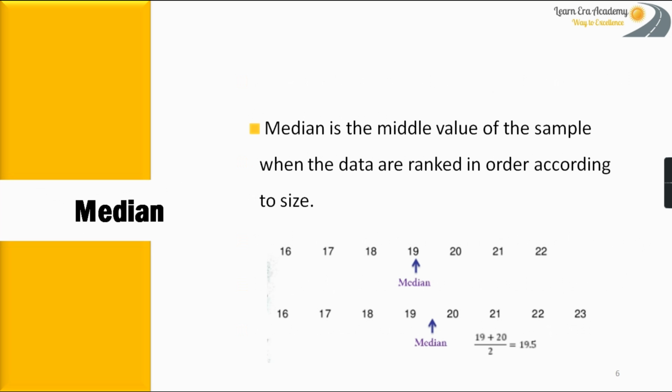Now, what is median? Median is the middle value of the sample when the data are ranked in order. In the first example, 19 is the middle value or median. But in the second example, there are 8 elements, so the median is calculated by adding the middle 2 elements and then dividing by 2. Hence, 19 plus 20 divided by 2, we get 19.5 as the median.